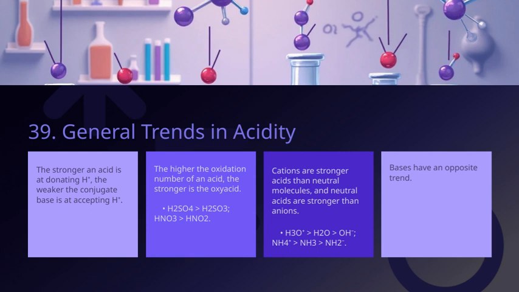This brings us to an important point about oxidation numbers. The higher the oxidation number of an element in an oxyacid, the stronger the acid tends to be. And as a related concept, the stronger the acid at donating H+, the weaker its conjugate base will be at accepting H+. Understanding these trends helps us predict the relative strengths of different acids and bases, which is crucial for many chemical reactions and processes.